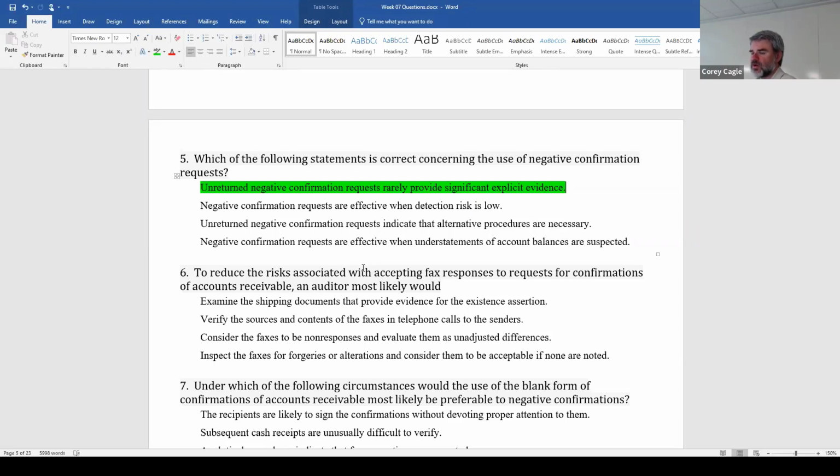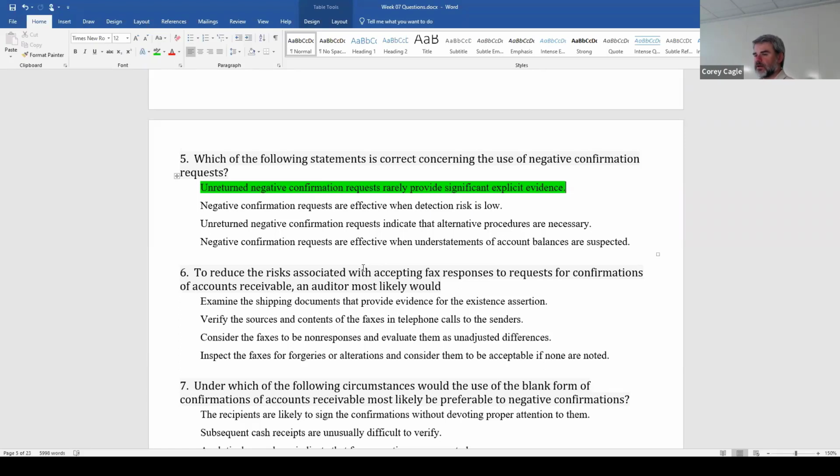C says unreturned negative confirmation requests indicate that alternative procedures are necessary. Yeah, it does not, because unreturned negative confirmation requests means everything's cool, right? So it would not indicate we need to do alternative procedures. If it did, there would be no point in sending that type of confirmation at all, because you would necessarily be doing alternative procedures afterwards.